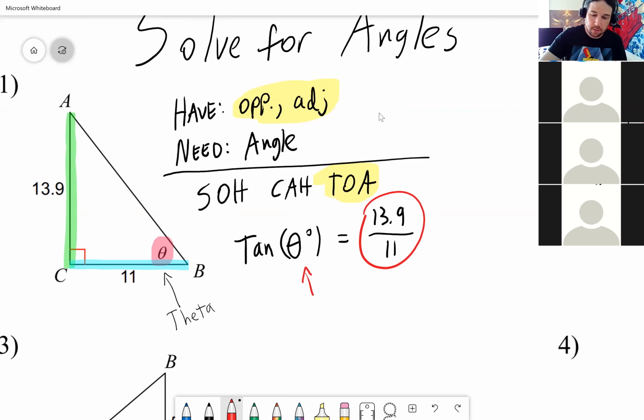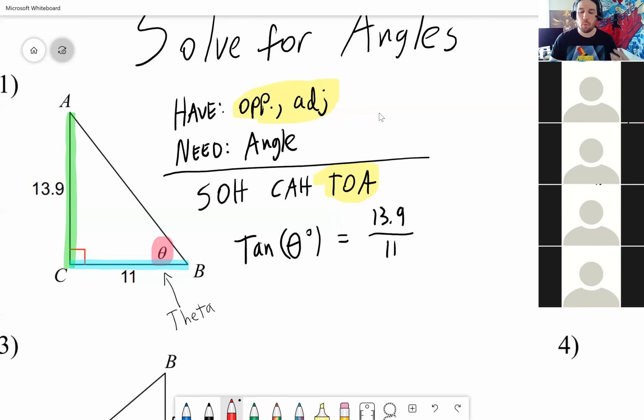Now, those of you who are in the room right now, please have a calculator in front of you. I don't care what kind of calculator. It can be on Google, it can be an actual calculator. Have a calculator in front of you, please. Because I'm going to show you a new button on that calculator that will show you how to undo this.